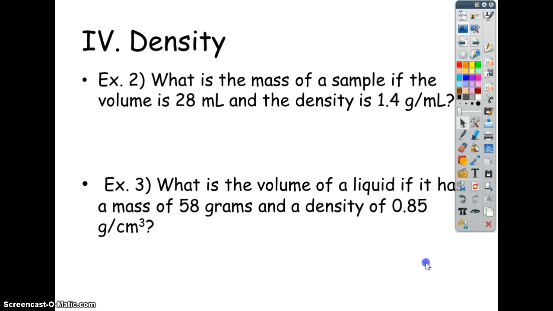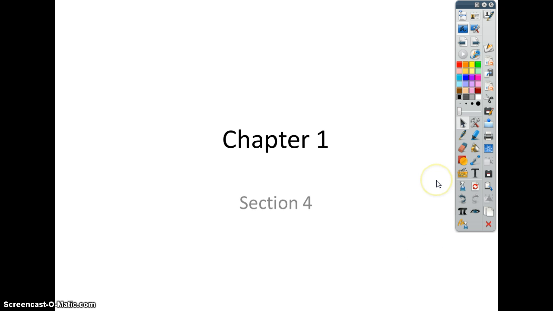That is it for today's notes. After that, we'll do section 4 next time. So we will practice more with these tomorrow.